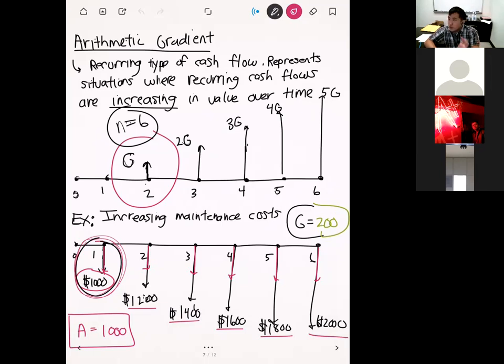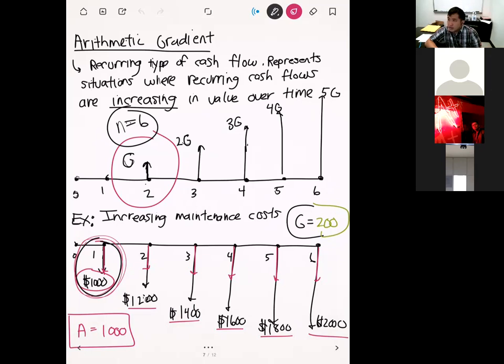Okay, and so the thing to remember for the arithmetic gradient is it's purely just the amount that it's increasing year to year. In this example on the bottom here, you can see that the cash flows are increasing by 200 per year, so the G here is going to be 200. Then this is going to be added on top of a uniform series, which is 1,000, which is what it is on year 1.